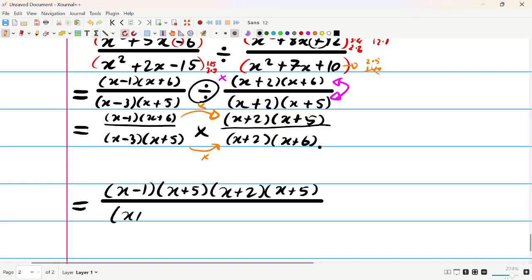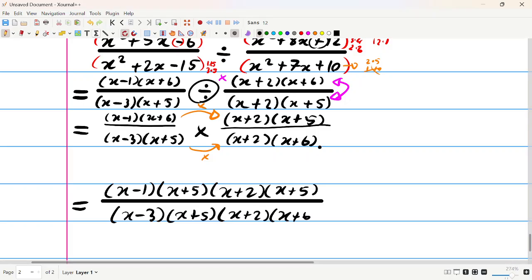And then we have x minus 3 multiplied by x plus 5, multiplied by this numerator over here, denominator over here, x plus 2 multiplied by x plus 6.